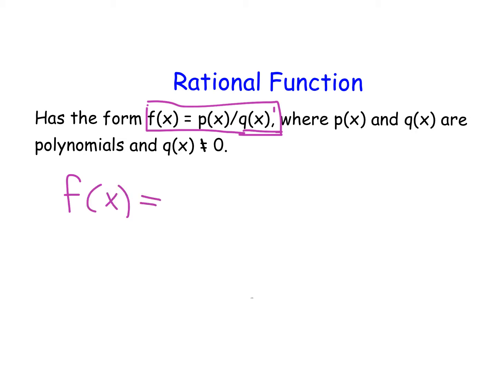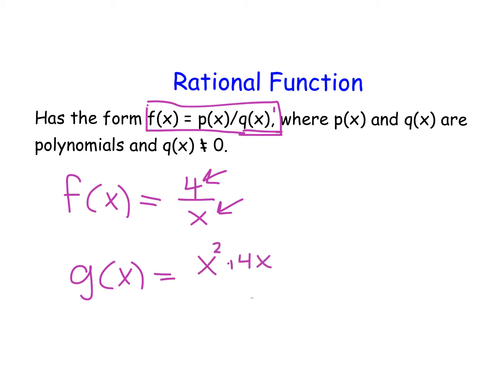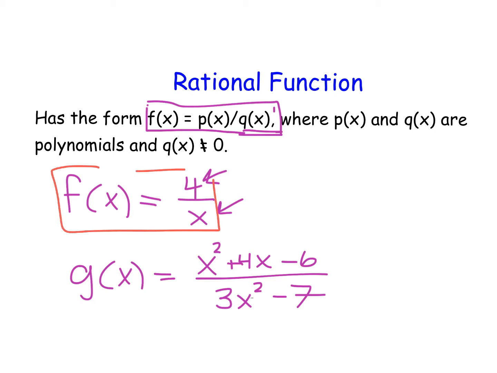Essentially, in simpler terms, a rational function can range from something that looks like f of x equals 4 over x, something very simple where p of x would equal the 4 and q of x would equal the x, to something even more complicated like g of x equals x squared plus 4x minus 6 over 3x squared minus 7. So rational functions range from a fraction made up of two very simple functions to something even more complicated.